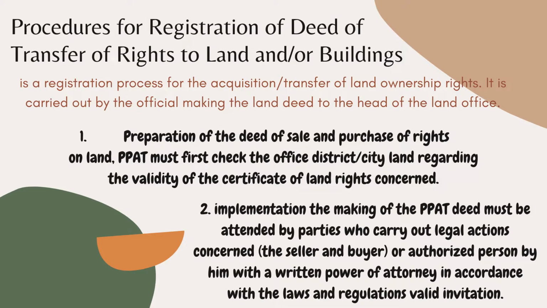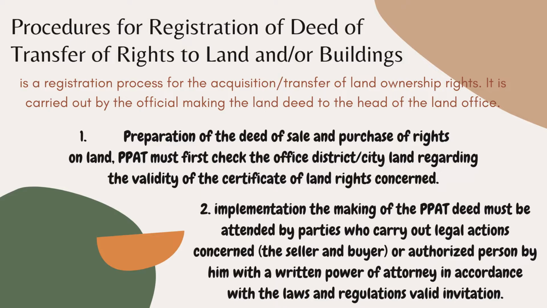The procedure for registration of a deed or transfer of rights to land and/or buildings is a registration process for the acquisition or transfer of land ownership rights. It is carried out by the official making the land deed to the head of the land office. The first step is preparation of the deed of sale and purchase of rights on land. BPAT must first check with the district or city land office regarding the validity of the certificate of land rights concerned.